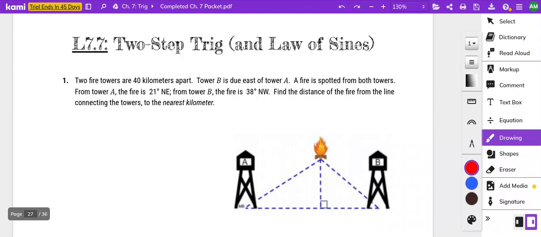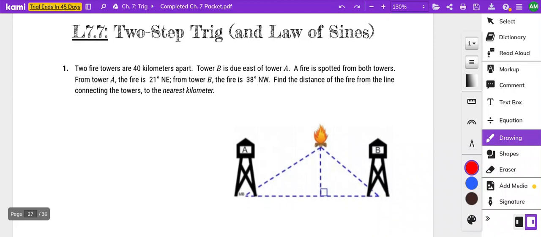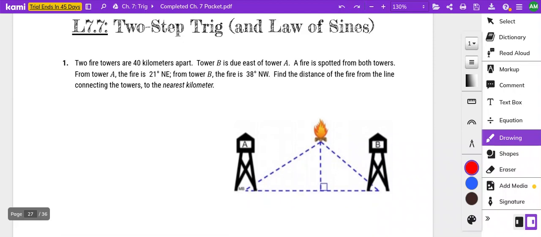Now we're going to do two-step trig with law of sines. For this problem, two fire towers are 40 kilometers apart. Tower B is due east of Tower A. A fire is spotted from both towers. From Tower A, the fire is 21 degrees northeast.